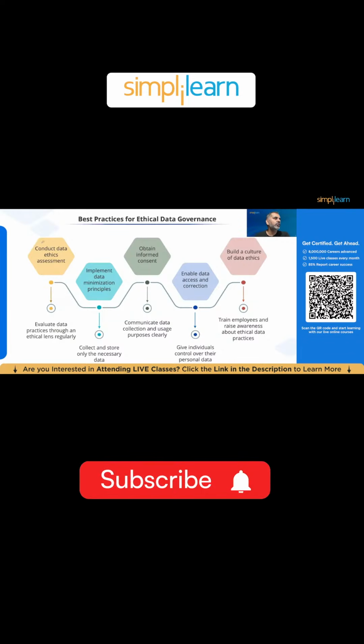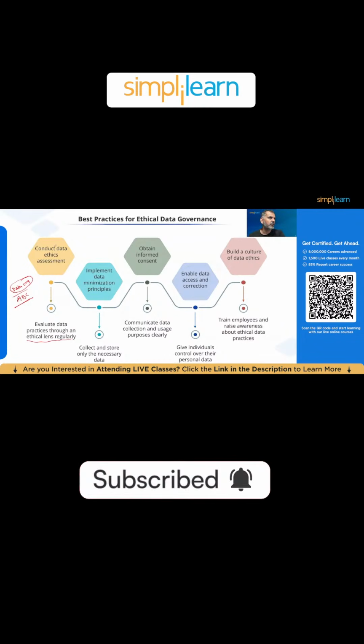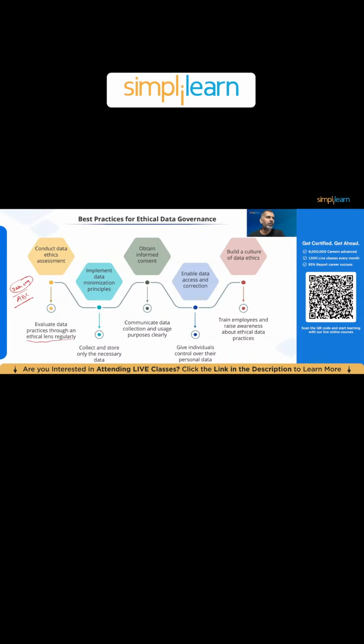The very first is that you conduct a data ethics assessment, and that should be periodic. That means you have to evaluate practices through an ethical lens regularly. If you are considering any organization, let's suppose ABC, a data organization which is collecting and using data, that organization needs to go through a scrutiny test periodically. It has to cover all the standard data ethics practices, and it has to prove that all these practices are well maintained and adhered to by the organization. This is what we call conducting a data ethics assessment periodically.